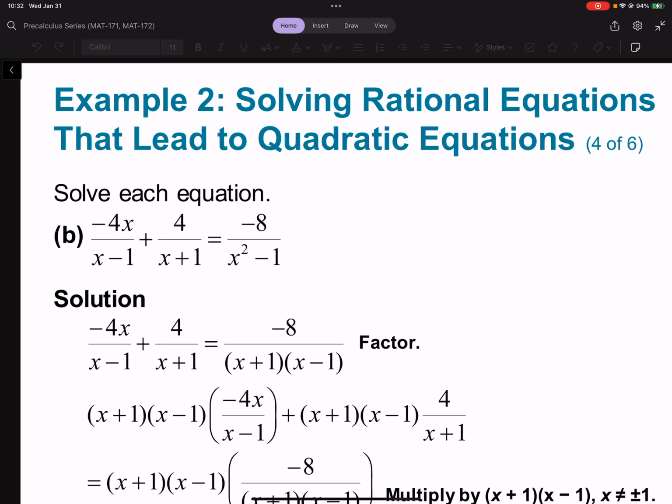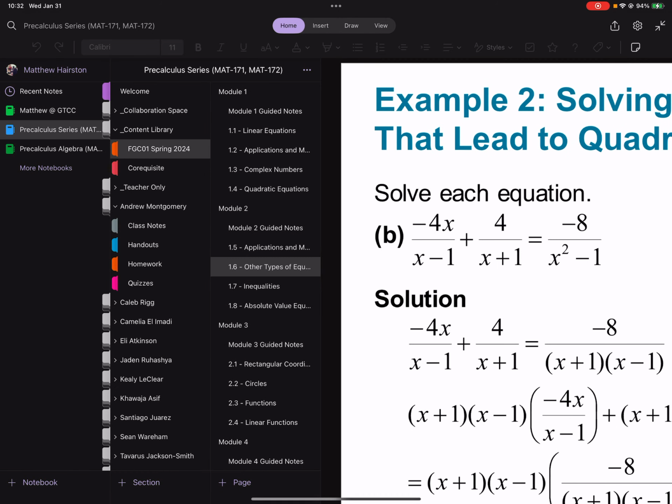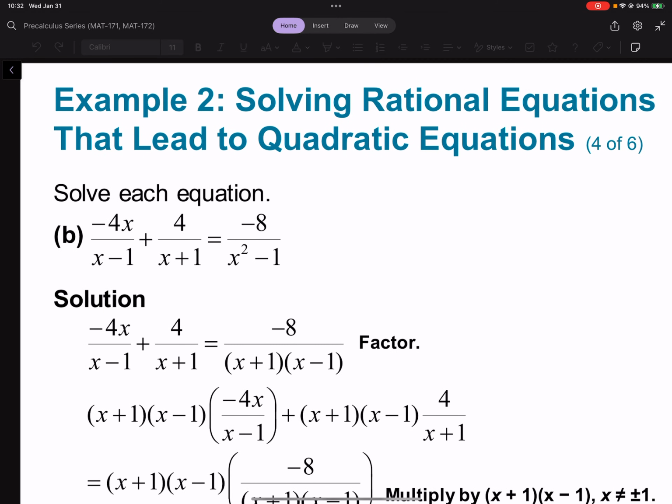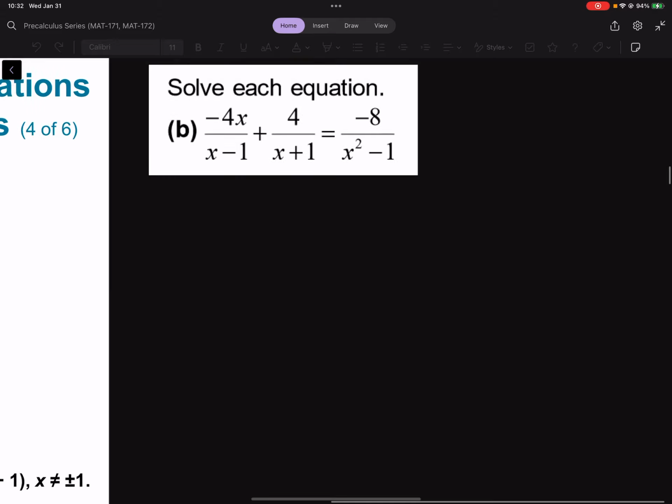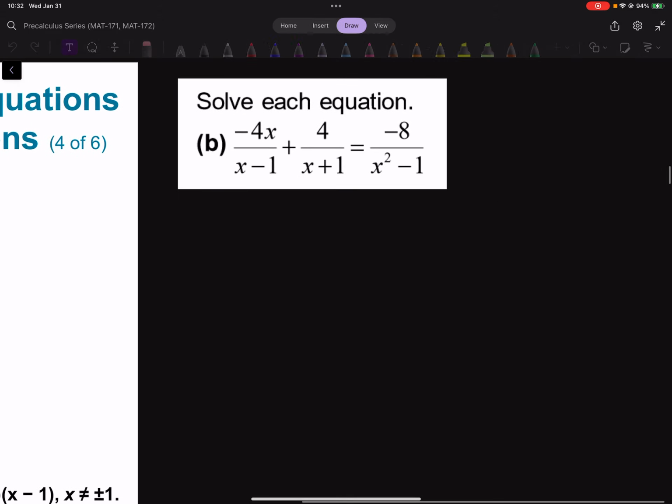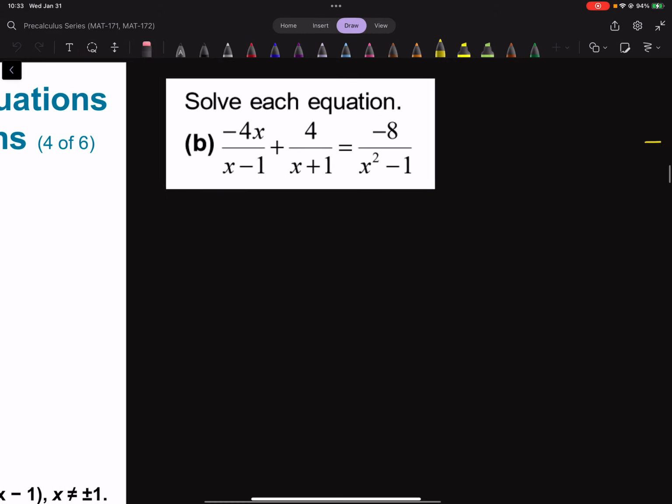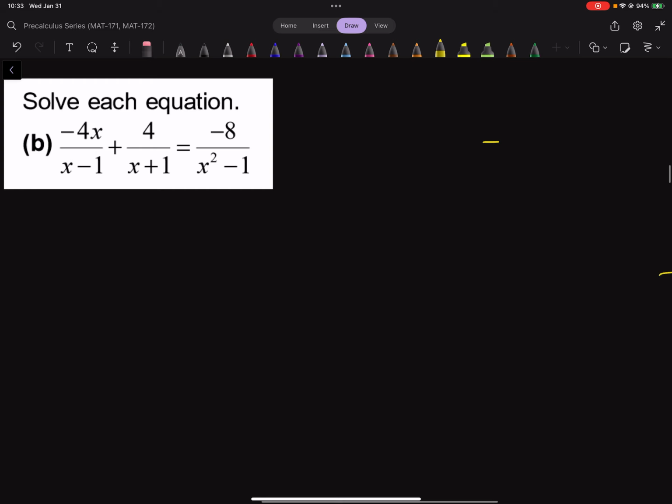Hello, class. I wanted to continue on with our lecture in section 1.6, which in this particular case deals with solving rational equations that lead to quadratic equations. I have this off to the side, and you can find this in our OneNote notebook in case you're wondering. So let's take a look at this problem and see what we have going on.